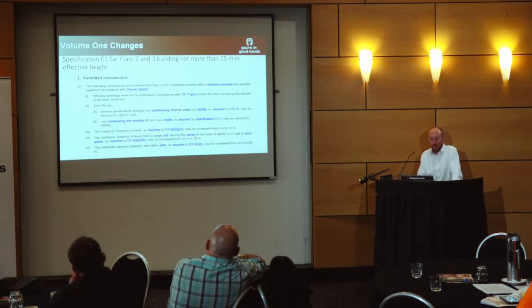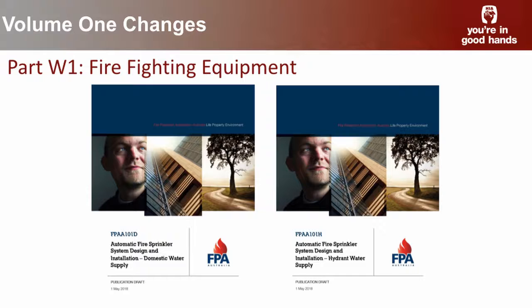So there are some concessions, and these do change a little bit based on the sprinkler specifications. The sprinkler specifications that have been incorporated into the code: you can still use your 2118 Part 1 system. Then you can use your 2118, I think it's Part 4 or Part 6, which is your domestic system.